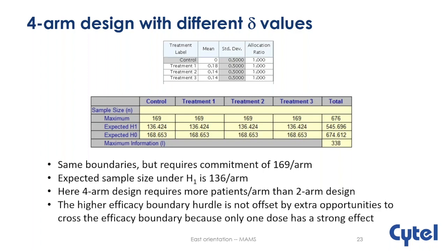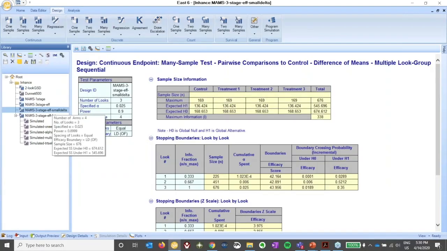Now, the 4-arm design requires more subjects per arm than the 2-arm design, but the higher efficacy boundary hurdle is not offset here by extra opportunities to cross the efficacy boundary because only one of the 3 experimental dose levels has a strong effect. Okay, so things go with this design the way that you would think they would go. So the one thing that it would be of interest to see now is to explore further these designs and to do that through simulation.